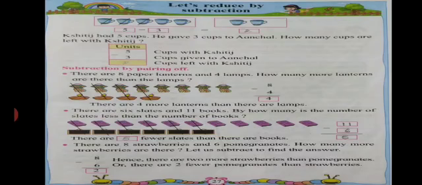So children, as you can see in the picture, Kshitij had 5 cups with him and he gave 3 cups to Achal. So we have to subtract. We have to cut 3 from 5 to know how many cups are left with Kshitij. As you can see, 3 cups are cut. After we remove 3 cups, 2 cups are left with Kshitij.